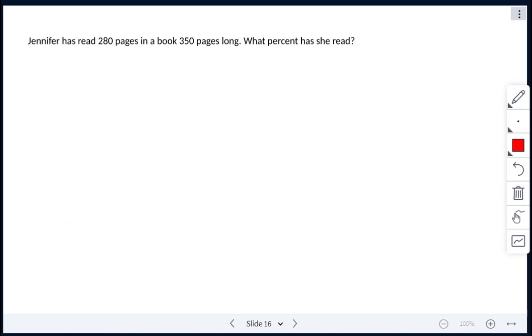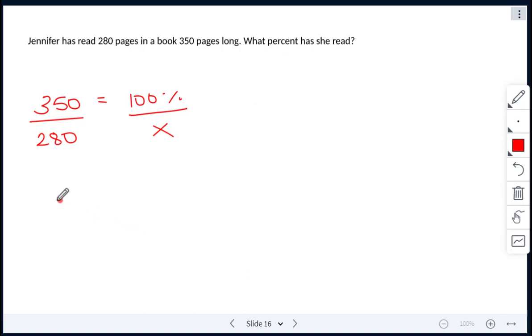Let's set up the ratio for our next example. Jennifer has read 280 pages in a book, 350 pages long. What percent has she read? So the 350 pages is 100% of the book. She has read 280 pages. And then we have to figure out what percent she has read. So that is what our ratio will look like.